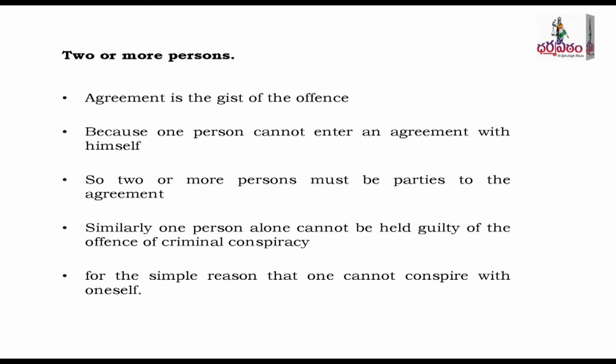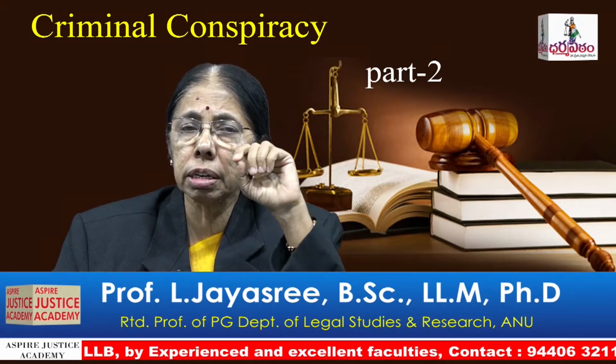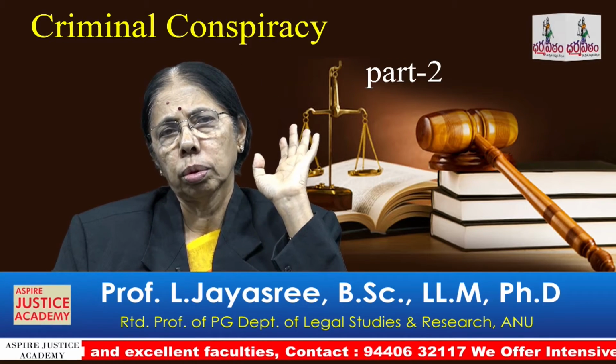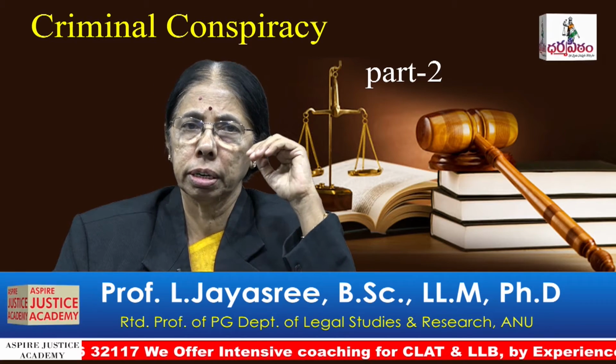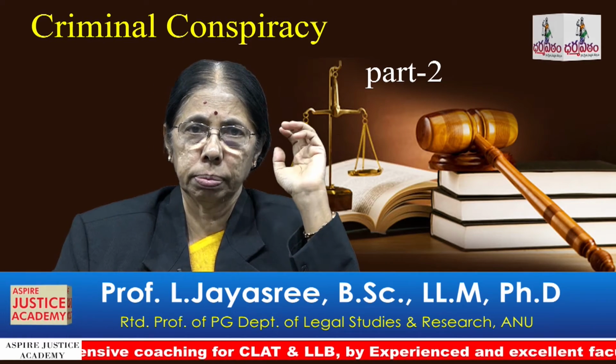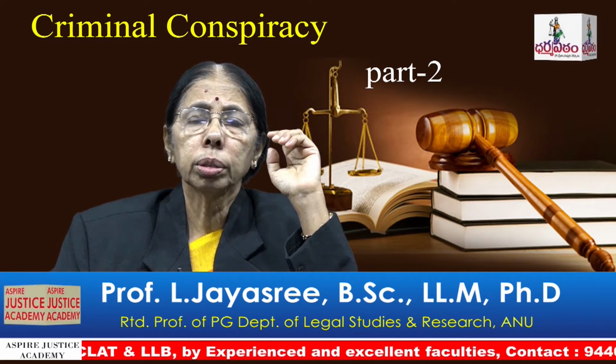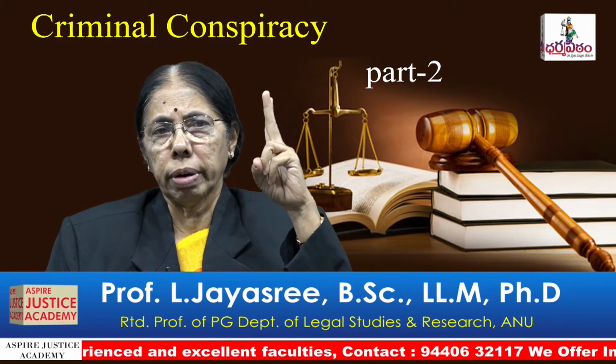Here also the minimum number required is 2. One person cannot conspire with oneself. So the section starts with 2 or more persons. The minimum number required is 2 because agreement is the gist of the offense. What is the maximum limit? There is no limit. It can be more, unlimited, depending upon the case. So 2 persons are required.